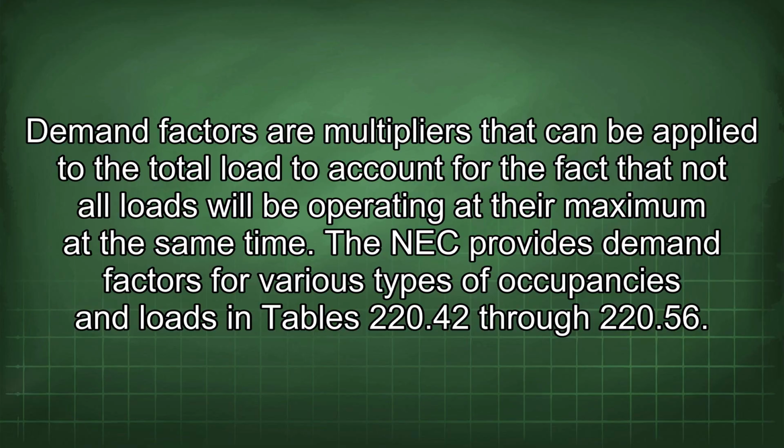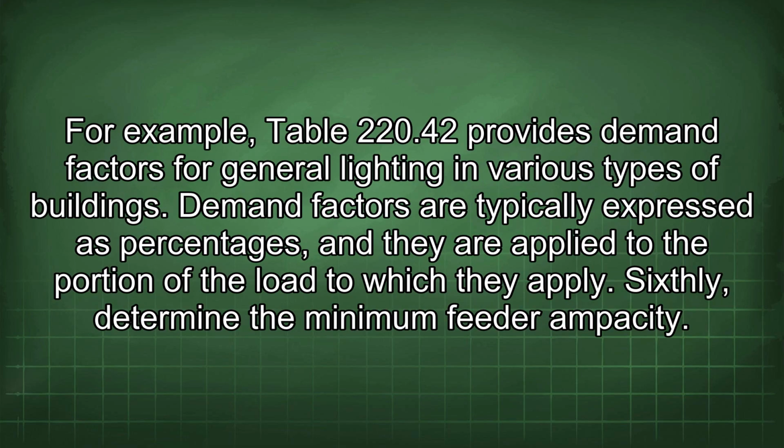The NEC provides demand factors for various types of occupancies and loads in tables 220.42 through 220.56. For example, table 220.42 provides demand factors for general lighting in various types of buildings. Demand factors are typically expressed as percentages, and they are applied to the portion of the load to which they apply. Sixthly, determine the minimum feeder ampacity.